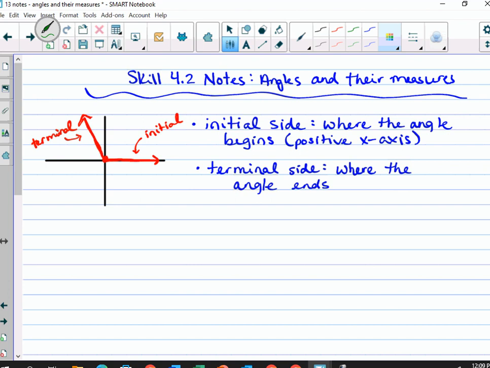And then just as a refresher, guys, what quadrant is that terminal side in? Second quadrant, that's quadrant 2, okay? Remember, this is 1 over here on the right side. 3 is the bottom left, and then 4 is the bottom right.